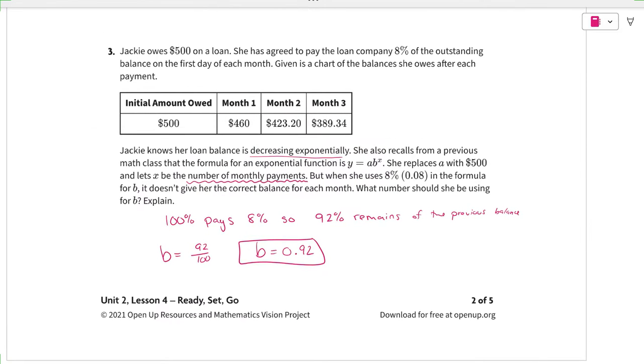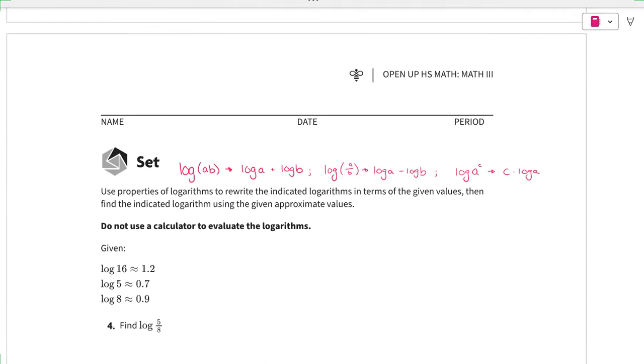Okay, question 4. So we're going to move on to the set problem. So question 4 is a logarithm. So the directions say use properties of logarithms to rewrite the indicated logarithms in terms of the given values. Then find the indicated logarithm using the given approximate values.